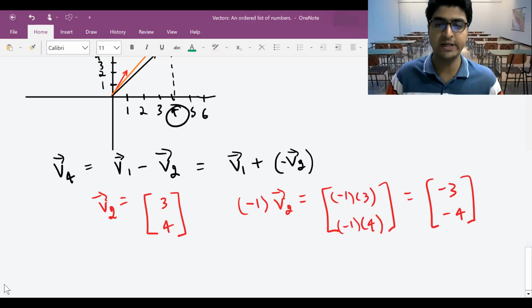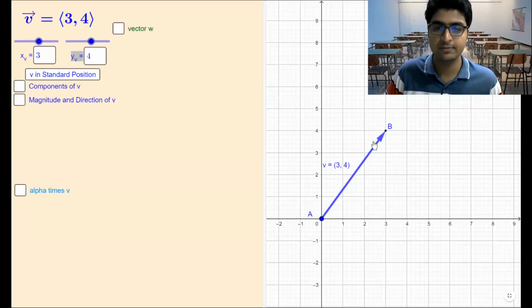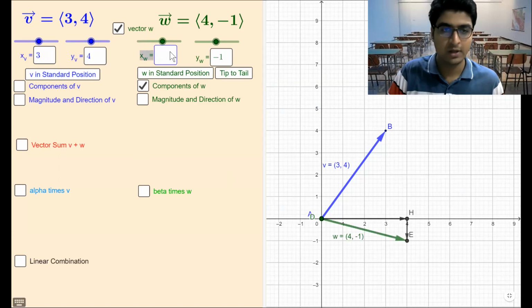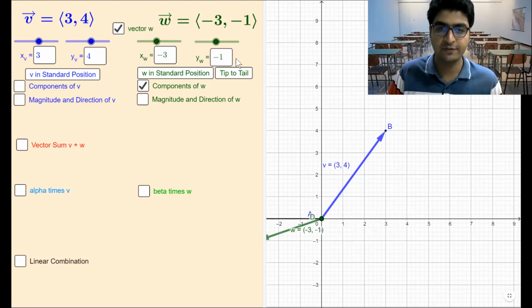Let's quickly see that in the graphs. So I have the vector V2 here. Let's see the components: 3 on the x-axis and 4 on the y-axis. What if I take another vector, which is the resulting vector, -3, -4.